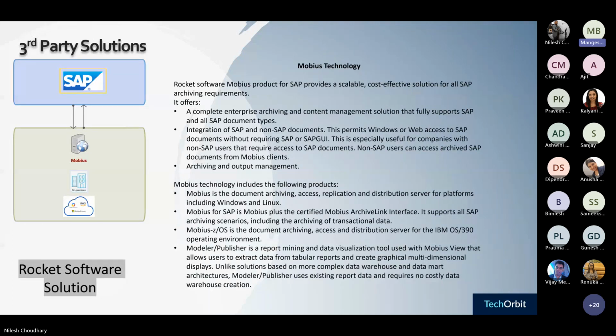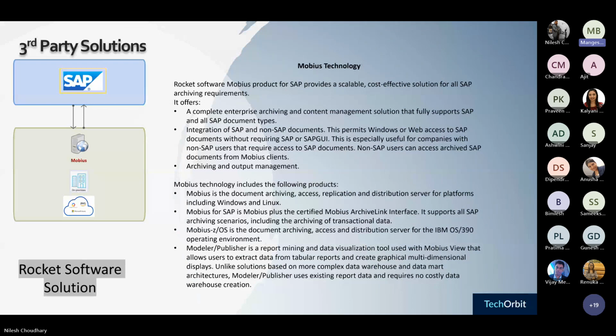bullet point, that it provides you data visualization reports for the archive data. The Mobius view is an inbuilt part of the Mobius architecture, which out of the box would be able to provide you the data visualizations without building them in a custom way for you. So pretty much what I talked about in the previous slide, this slide is the options which are available from the third-party solutions.